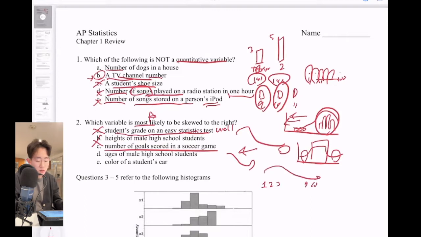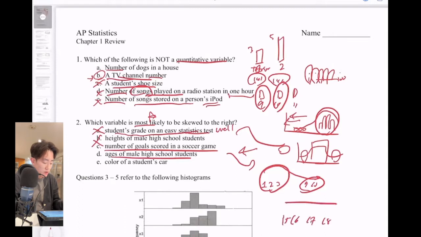This is definitely going to be a skewed right distribution because there's only a few data on the right. There's a lot of data on the left. Ages of male high school students. I feel like males of high school students are from 15, 16, 17, 18. This is what we're going to call uniform, because every single group, freshmen, sophomores, juniors, and seniors, assuming we have an equal number of them, we're not going to have a huge distribution on one side or the other.